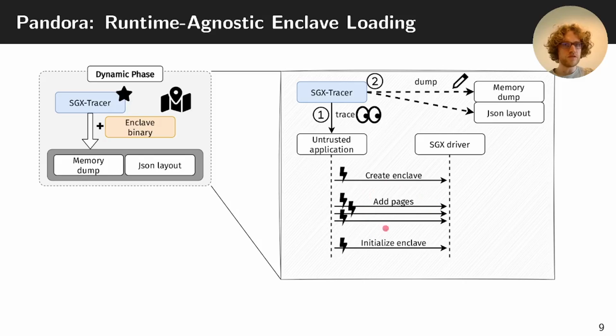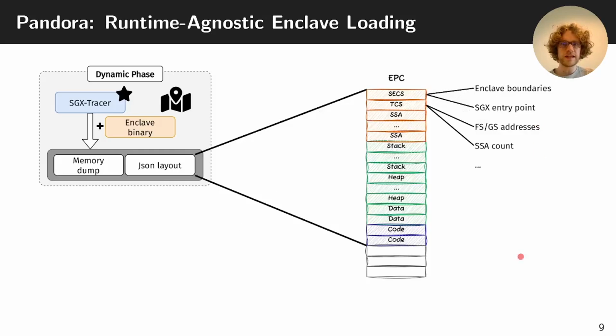Every individual page that's being added, we keep track of that in a byte granular memory dump. That's perfectly correct. And we also keep track of layout metadata such that in the next phase we can perfectly reconstruct the Enclave attestation value of the initial, perfect binary layout of the enclave, which includes its boundaries, entry points, thread local data structures, and so on.